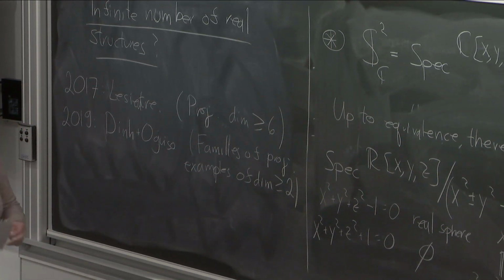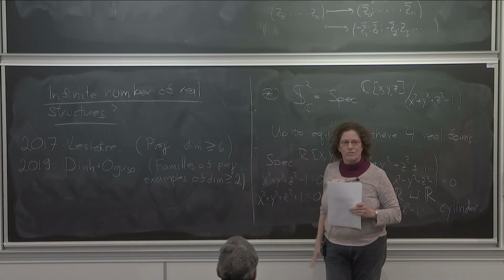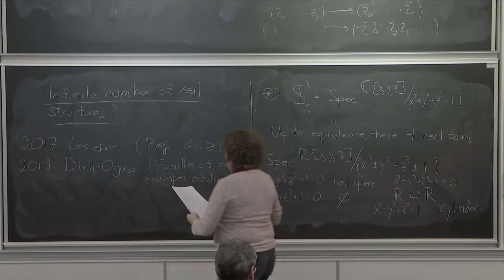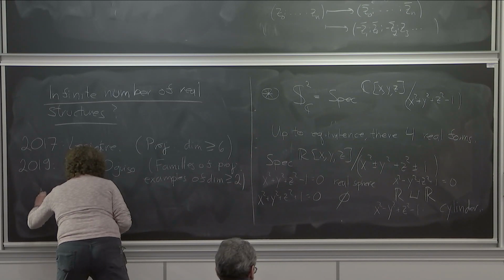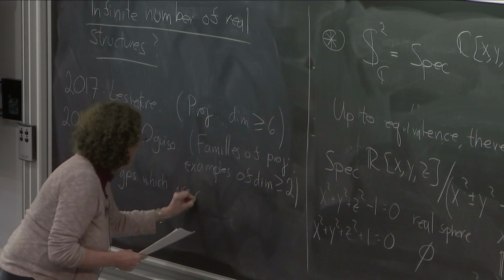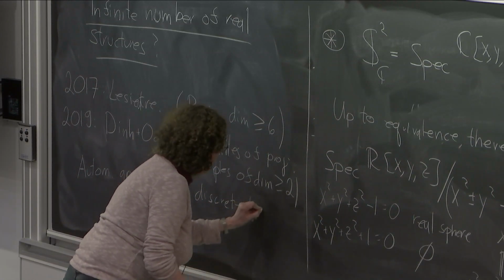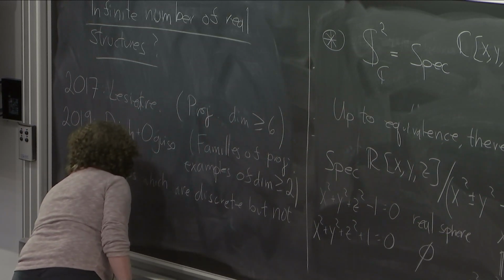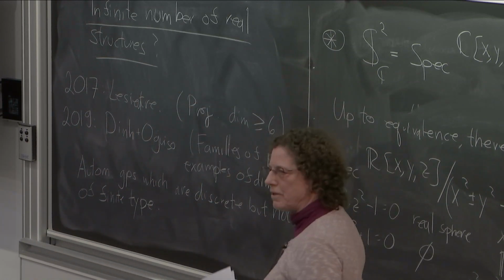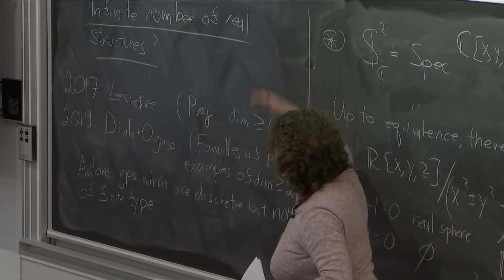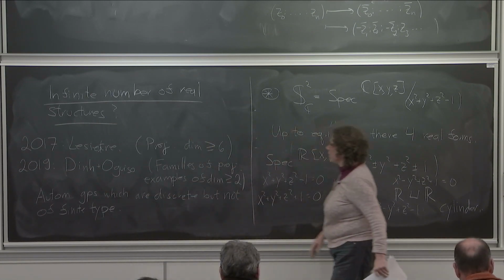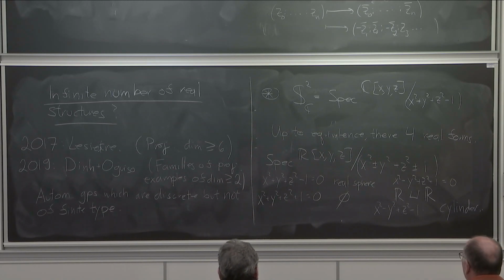But in their examples, they weren't looking for an infinite number of real structures. What they were looking for was projective varieties with interesting automorphism groups. And these varieties that they construct have automorphism groups which are discrete, but not of finite type. Because of the structure of these automorphism groups, they got, as a plus, an infinite number of real structures. These projective varieties are not rational, and it's because of that.